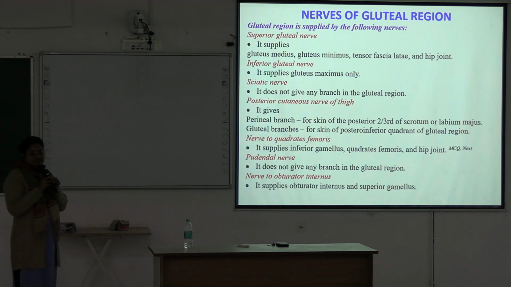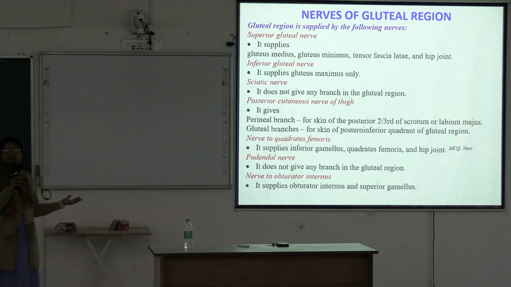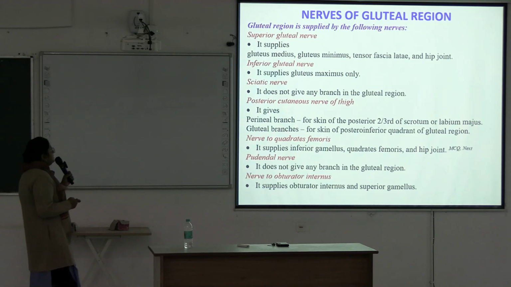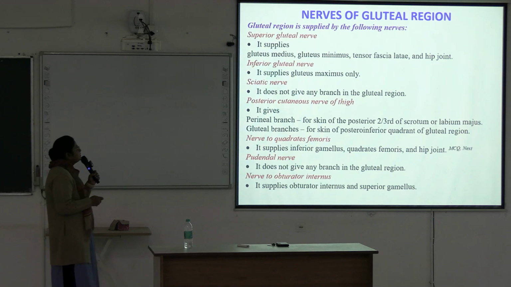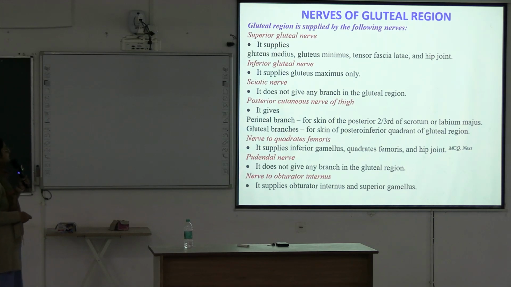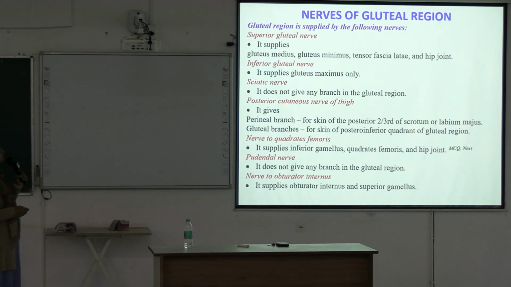Next, so we have discussed nerves of anterior compartment and medial. Next we go to the posterior compartment. First to the gluteal region. There is superior gluteal nerve, inferior gluteal nerve, sciatic nerve, posterior cutaneous nerve of thigh, nerve to quadratus femoris, pudendal nerve, nerve to obturator internus. Superior gluteal nerve supplies the medius, minimus, tensor fascia lata, hip joint. Inferior gluteal nerve supplies gluteus maximus only.